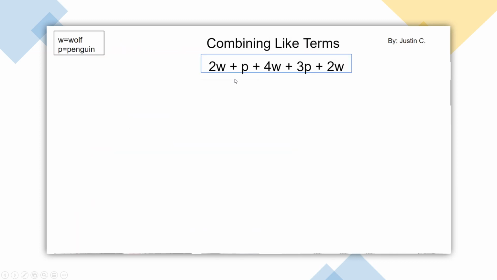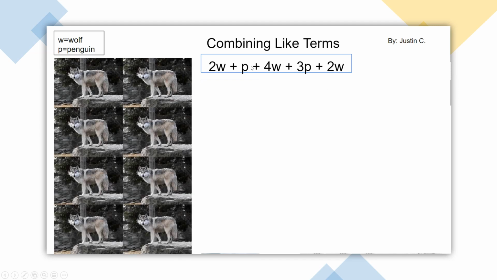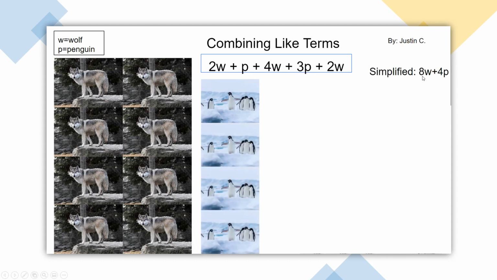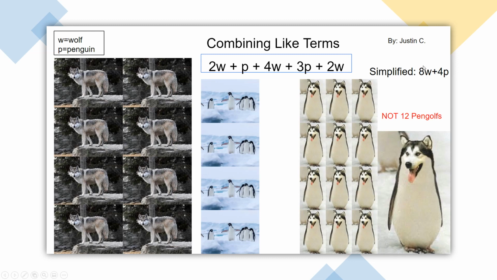And then we have 2w plus p plus 4w plus 3p plus 2w. Well, it says over here, we're going to have 2 wolves plus 4 more wolves plus 2 wolves plus 1 penguin plus 3 penguins. So we're going to have 8w plus 4p. The mistake would be combining these and getting 12wp, which would result in this silly looking hybrid.